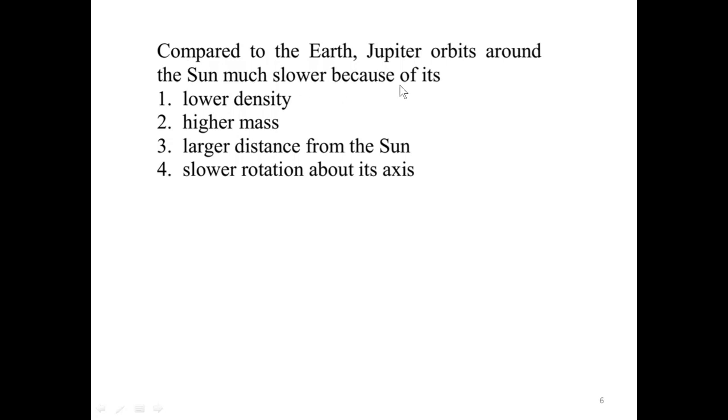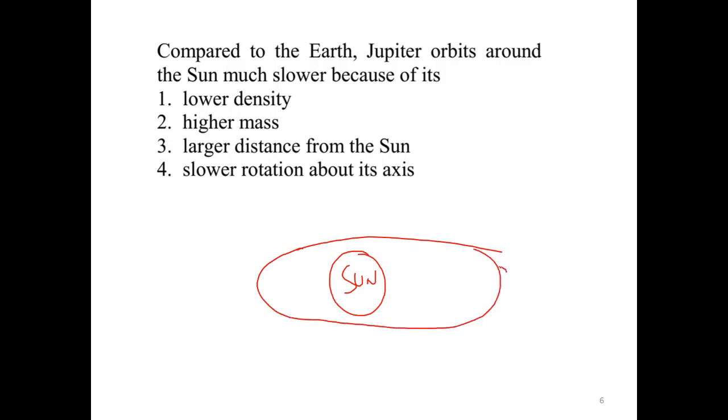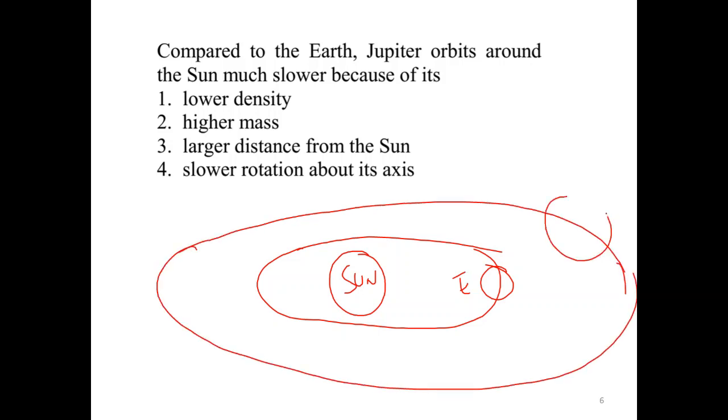Compared to the Earth, Jupiter orbits around the Sun much slower because of its lower density, higher mass, larger distance from the Sun, or slower rotation about its axis. We have already done one question like this regarding Mars. So if we look at the solar system, and if this is the Sun, we have Mercury, Venus, Earth, Mars, then comes Jupiter. If we just draw two planets over here, this is, let us say, Jupiter, the largest planet with the maximum number of satellites.